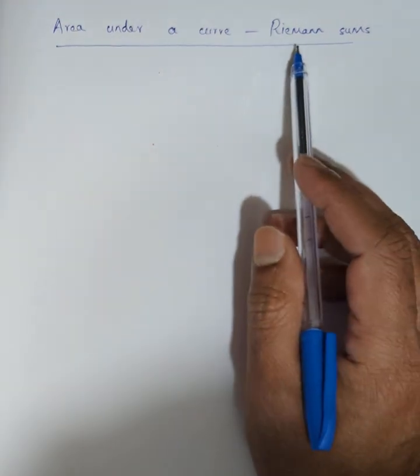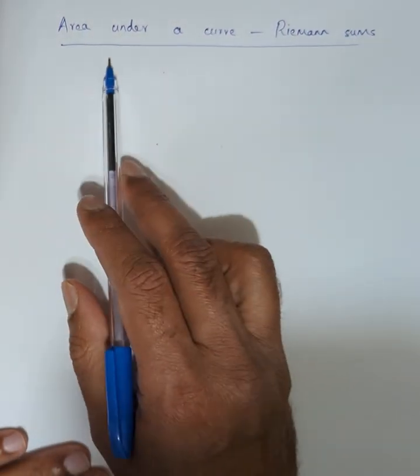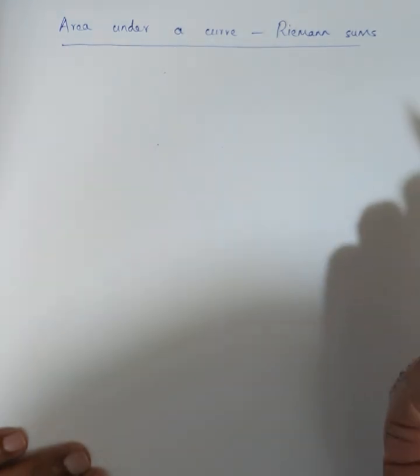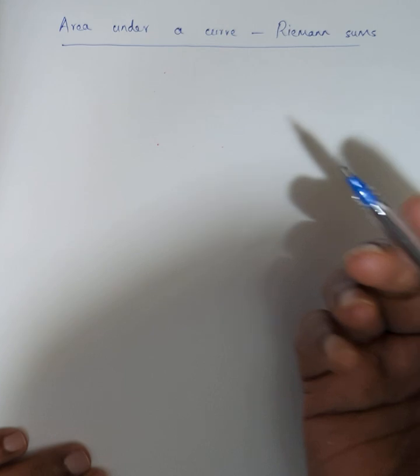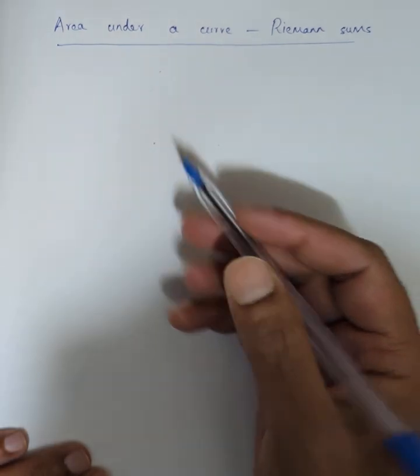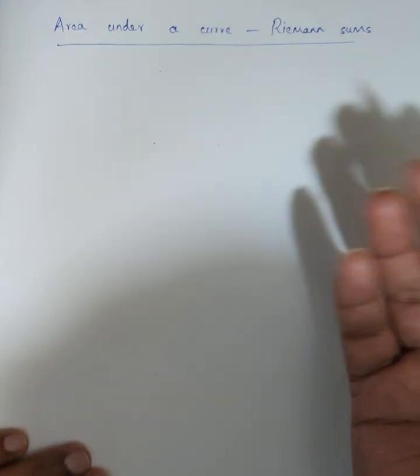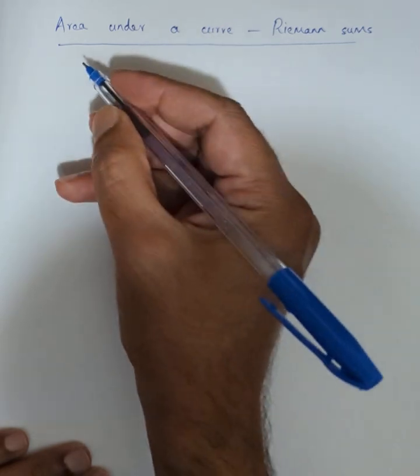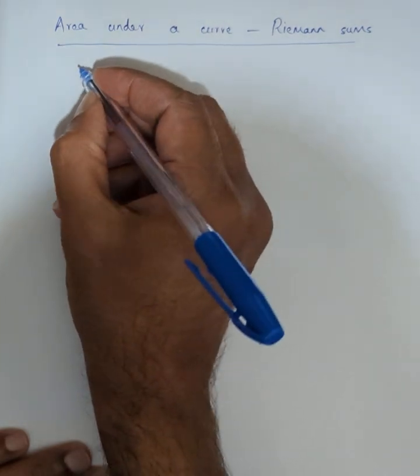In this video, we'll talk about Riemann sums, which are used to find area under a curve. If your curve is given by a function, and if the function is simple enough, then you can find the area under the curve or the graph using geometry. So let's take an example. A simple example would be a constant function.